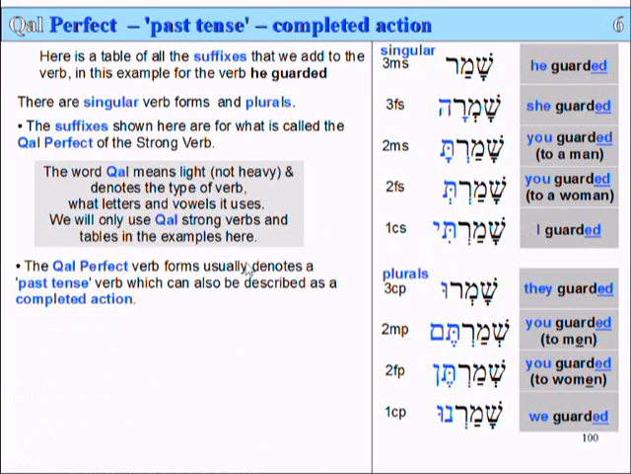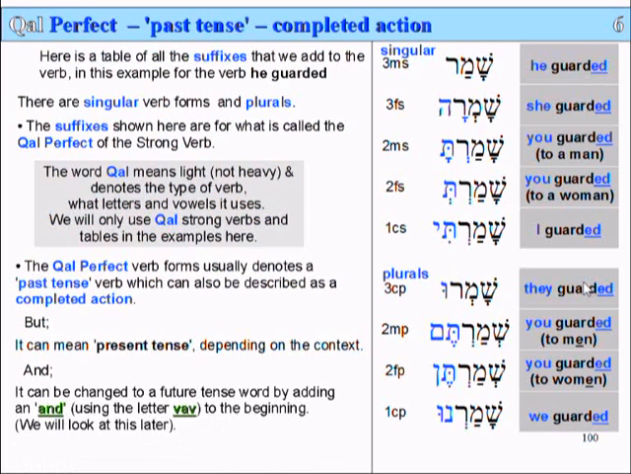The Qal Perfect verb forms usually denote a past tense verb, which can also be described as a completed action. Okay, so this is past tense. Guarded, it's something you did in the past. He guarded, she guarded, you guarded. It's past tense. It's something that's been completed, it's happened already, so it's a completed action. But it can mean present tense sometimes, depending on context. So there are exceptions. But generally, when it has this form, it's speaking in the past tense.